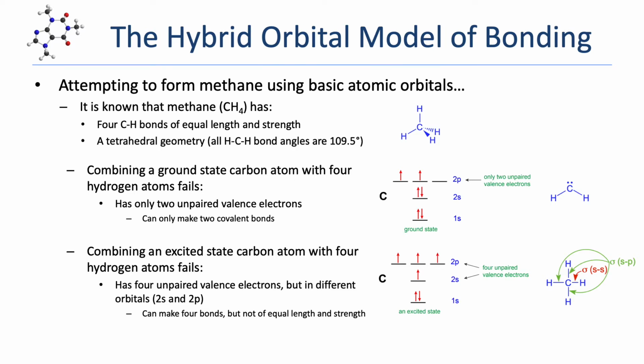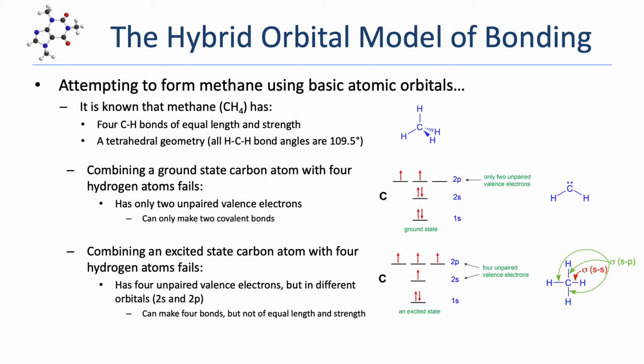So let's take a look at a nice simple organic molecule, methane. We know a few things about methane. It has the formula CH4. It has four CH bonds, and those bonds are all the same. They have the same length and the same strength. We also know the shape of methane. It's described as tetrahedral. That word tetrahedral comes from tetrahedron, which is kind of a pyramid.